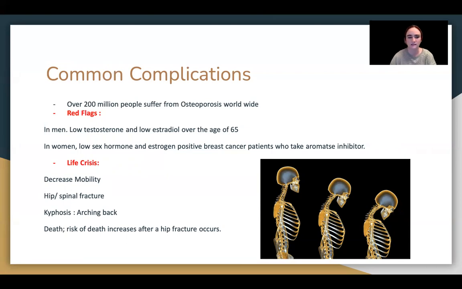Some life crises would be decreased mobility, hip and spinal fracture, and kyphosis, that arching back, which is that picture there, and what we talked about last time. Having that kyphotic posture is going to put so much stress on the anterior aspects of the vertebral bodies. It's just going to be so much, and it's very prone to fractures. And then death. Risk of death increases after hip fractures occur.